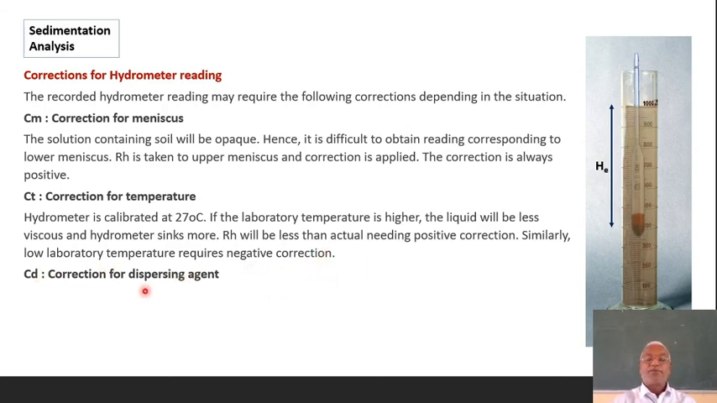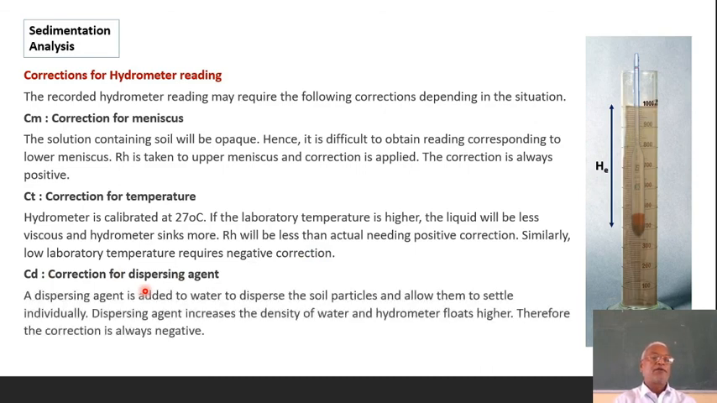Cd, the correction for dispersing agent. A dispersing agent is added to water to disperse the soil particles and allow them to settle individually. The dispersing agent increases the density of the water and the hydrometer floats higher. Therefore, the correction is always negative.